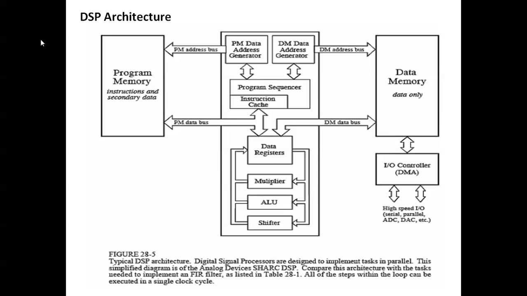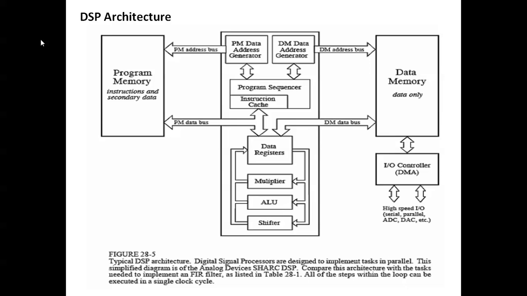So here the program memory is nothing but instruction and secondary data that is stored in program memory. And PM data address generator is the program memory data address sequence generator. And DM means the data memory data address generator. So there is an address bus between program memory and data address generator, and similarly between data memory and data address generator, in between there is a data memory address bus there.